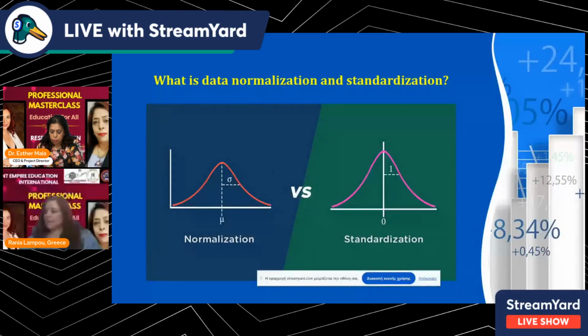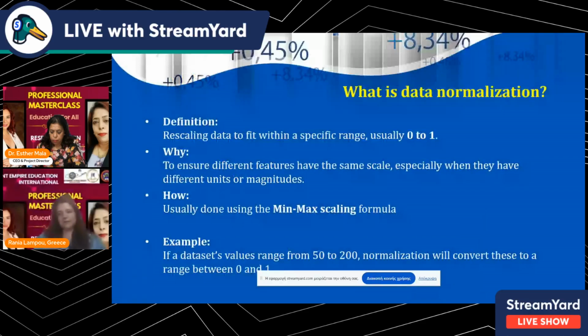Now, what is data normalization and data standardization? These are two common techniques used in data preprocessing to prepare data for analysis or machine learning, and these help make data consistent and comparable. So first, data normalization is when we rescale data to fit within a specific range, usually from 0 to 1. Why? Because we want to ensure that different features have the same scale. Here we use the min-max scaling formula. For example, if a data set's values range from 50 to 200, normalization will convert this to a range between 0 and 1. I think this is clear.